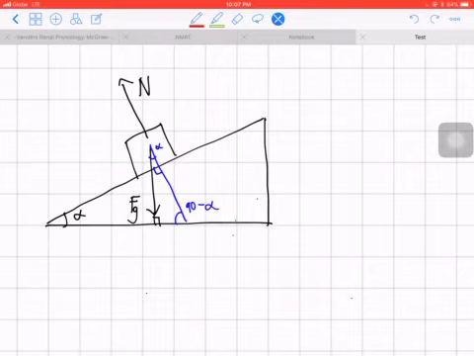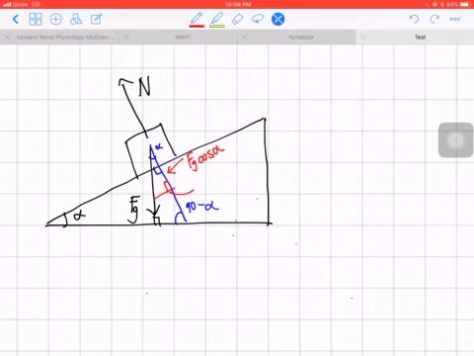Now, if we draw this red line that's parallel to the surface of the inclined plane and perpendicular to the blue line that we just drew, okay, this is also 90 degrees, right? So this particular line will be Fg cosine alpha because it is adjacent to our angle alpha.